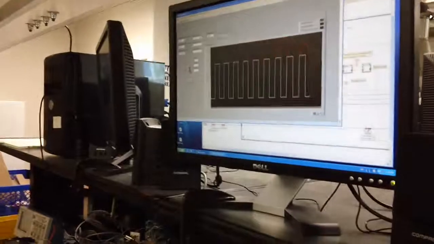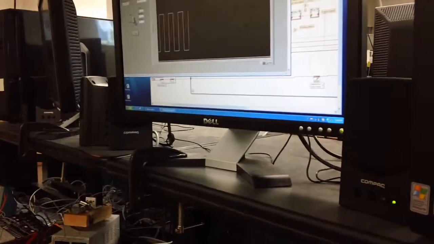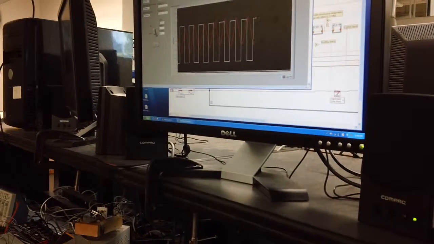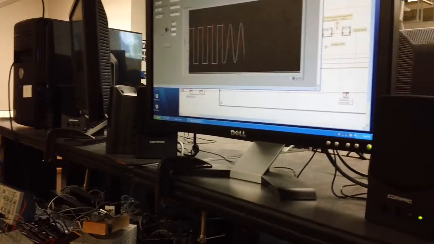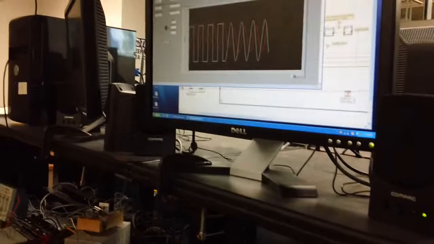So we'll set it back to 0. And we'll set the proportional gain back to 0.3. And we'll set this back to a sine wave. And that's it.